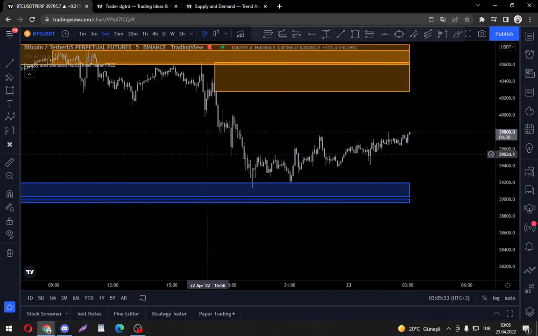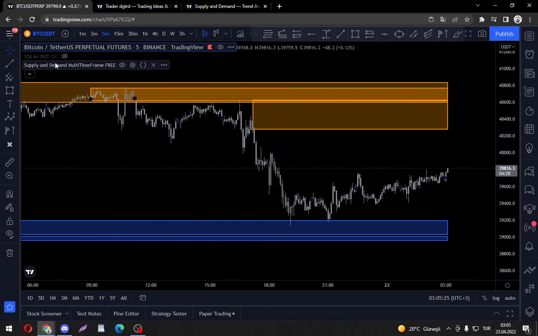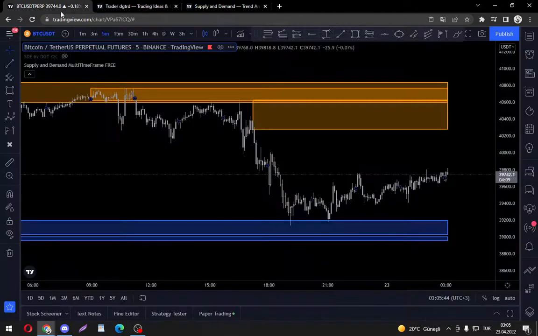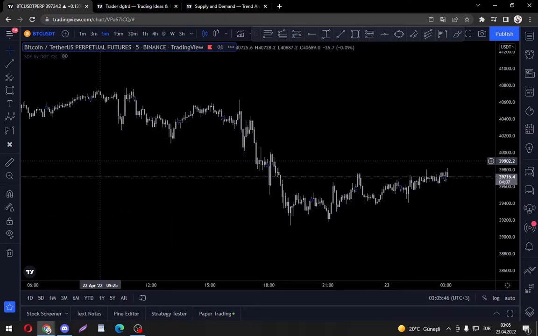As for the second one, DGT's, the king, the anonymous Turkish trader and script writer, whom I really love, I love you hocam, is the Supply, Demand, and Equilibrium Zones by DGT. And what this does is, let me show you.